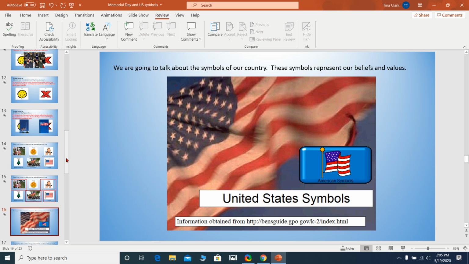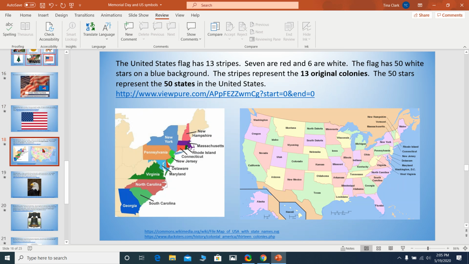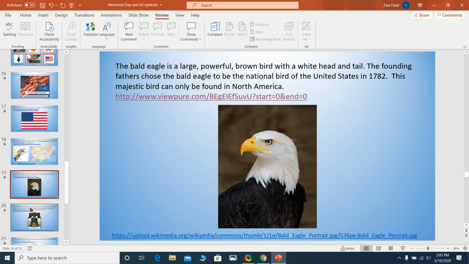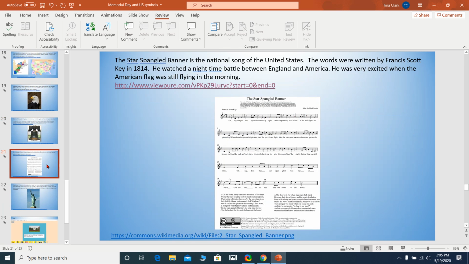And we went over the flag and the parts of the flag, the stars and the stripes, how it represents the colonies and the states. We went over the bald eagle and the Liberty Bell and the Star-Spangled Banner. So we will do some more symbols in the next video, and then I will ask you some questions that go along with it. See you in the next video.